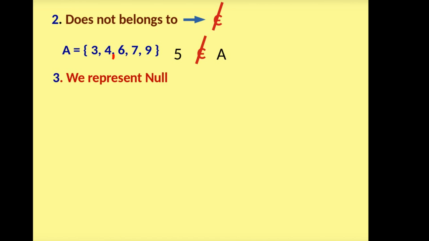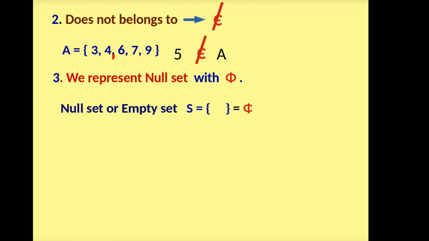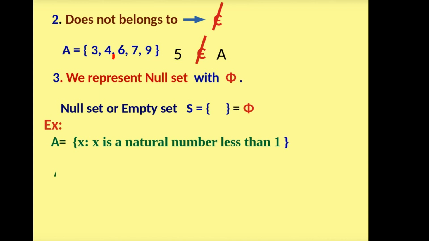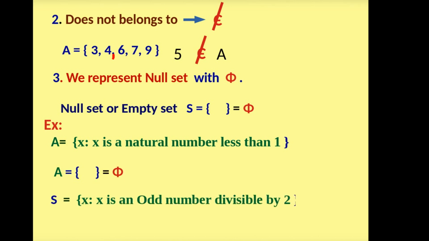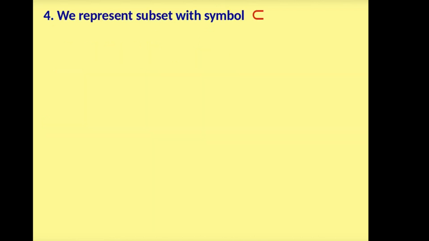We represent null set with phi. Null set or empty set, S = { }, only braces, no element is there, that is equal to phi. Example, A = {x such that x is a natural number less than 1}, which is impossible. A = { }, no element is there, that is equal to phi. S = {x such that x is an odd number divisible by 2} is also a null set. We represent subset with the symbol ⊂.